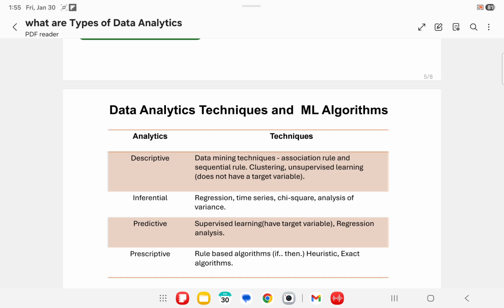Now moving on to the prescriptive analysis techniques, the rule based and exact algorithms. This works on if and then statements, like if this happens, then do this. If not this, then do this. Like providing customers with promotional offerings in response to their previous purchases, or moving items at the lowest possible cost from supply to demand location.